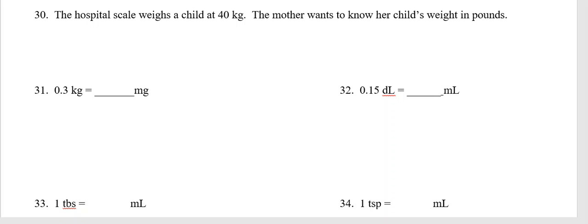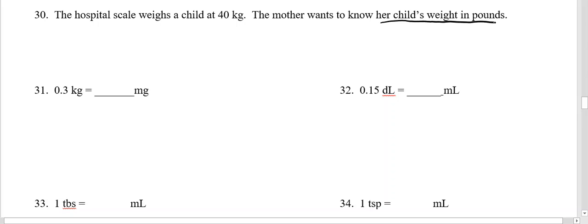So we're going to be looking at the rest of the chapter 3 and 4 worksheet, and we're still doing metric and household conversions. So let's look at number 30. The hospital scale weighs a child at 40 kilograms. The mother wants to know her child's weight in pounds. Okay, so we're going from kilograms, so 40 kilograms is going to equal how many pounds?